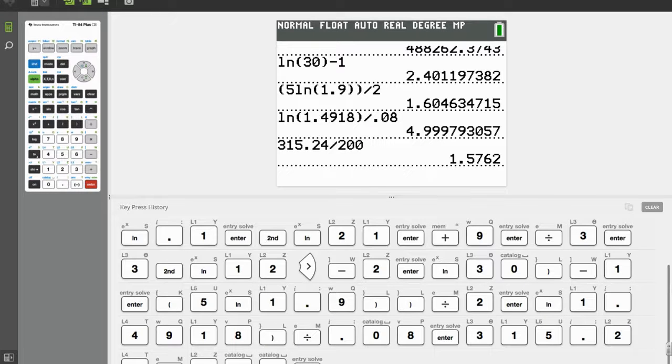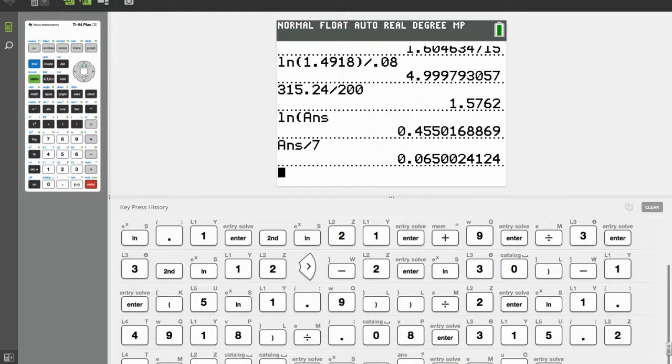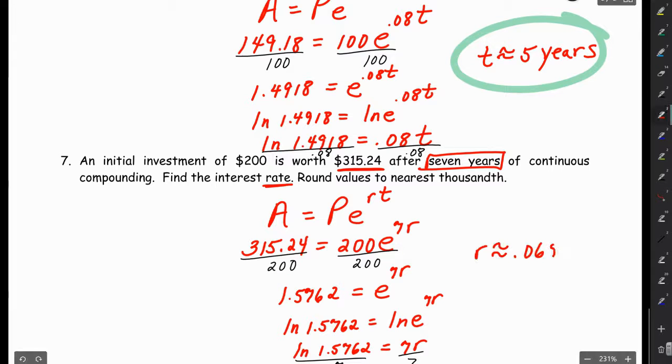I'm going to take the ln of our answer, save a little typing there, and then we're going to divide that by 7. Rounded to the nearest thousandth, we get 0.065 for our rate. And if we want to write that as a percent, 6.5%.